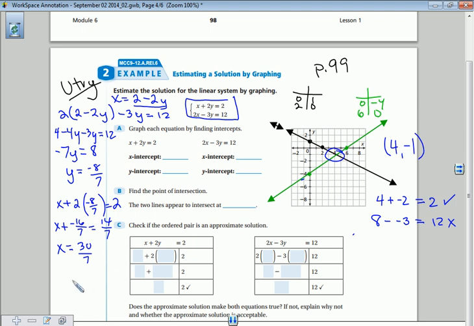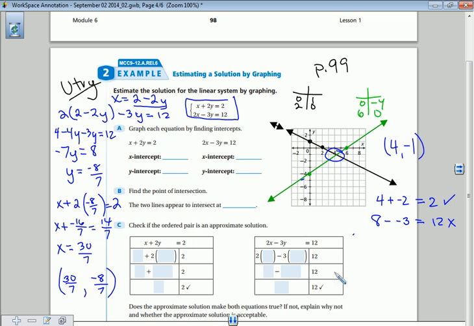So there's my approximate. My exact answer is 30 sevenths, comma, -8 sevenths. This is the exact. This is the approximate. We found the approximate from our graph, but this is the exact. Which one would you want us to put as the answer? It depends on the directions.